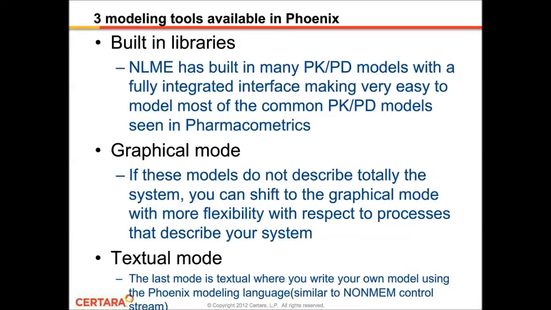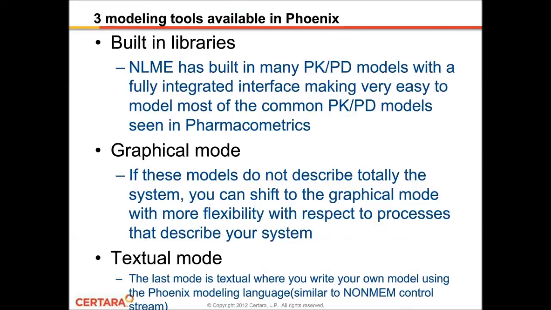With the graphical mode, you can define processes like zero order, first order, or mixed order processes. And you can build very complicated models using the graphical interface. Automatically, whatever model you use with the graphical interface is translated into code. And then, if you finish with graphical mode and you still have some feature that cannot be defined either with the built-in libraries or the graphical mode, you can shift to the textual mode. And you can easily shift from one mode to another mode.